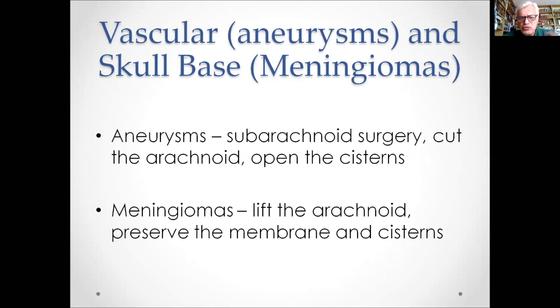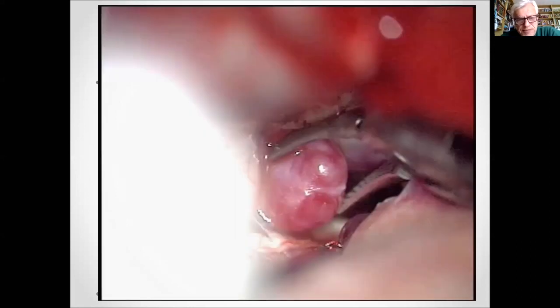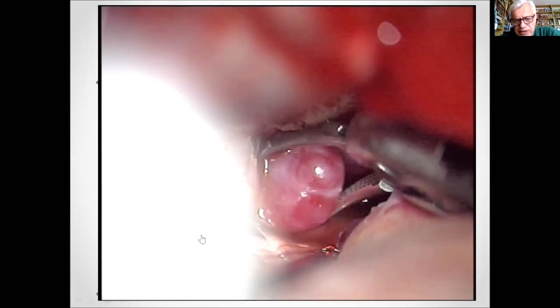Okay, we have two kinds of surgeries in, say, cerebral region, which is like a most frequent target. There is vascular surgery, which virtually is subarachnoid. And we have skull-based surgery, which virtually is extraarachnoid. It's aneurysms versus meningiomas. So take a look at this aneurysm. This is a simple ophthalmic aneurysm.